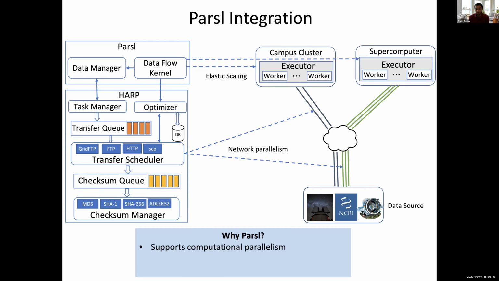So why Parcel? Parcel supports computation parallelism. Our overarching goal is to have end-to-end parallelism. So we are going to propose network parallelism with HARP, but Parcel also supports computation parallelism. If we can integrate them together, then it will be a great way to provide end-to-end parallelism.